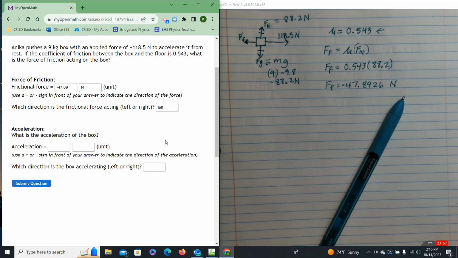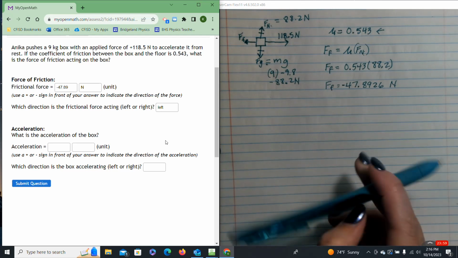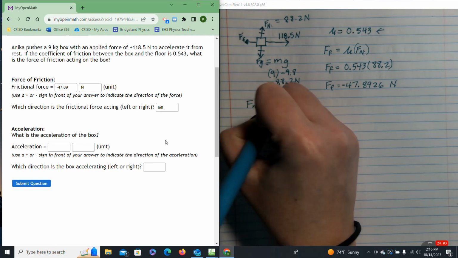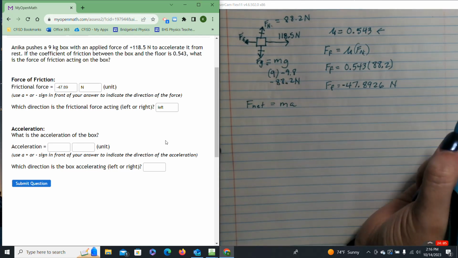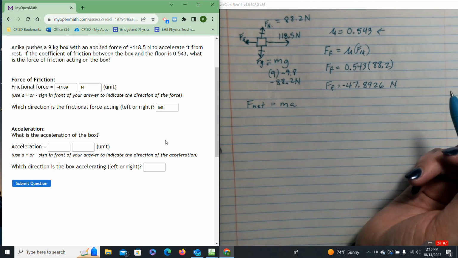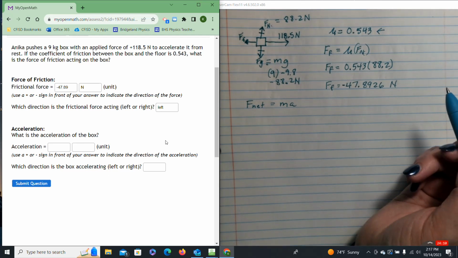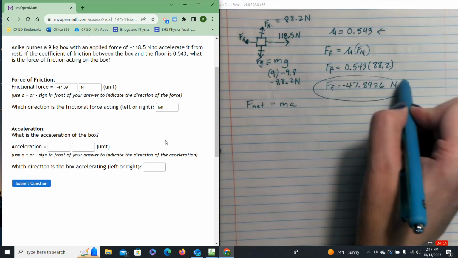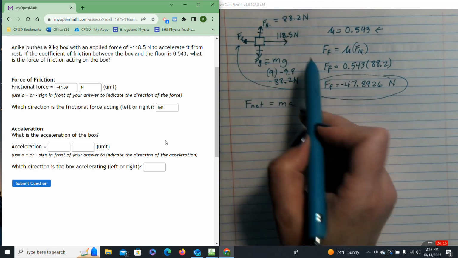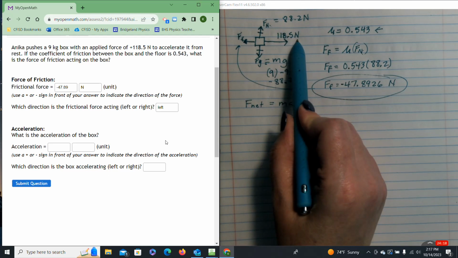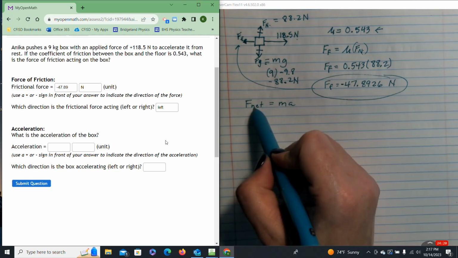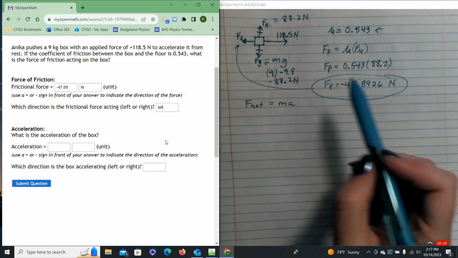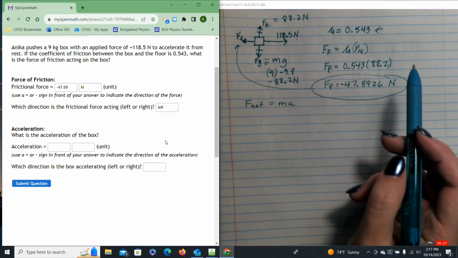The second part is, what is the acceleration of this box? Again, I can find acceleration because I have this equation, F net equals m times a. So as long as I know the mass and the net force, I can find acceleration. I don't have the net force given to me, however, I just found my force of friction. And I already knew my applied force. So I can find my net force by adding those forces together. And then I can use the mass and solve for the acceleration.